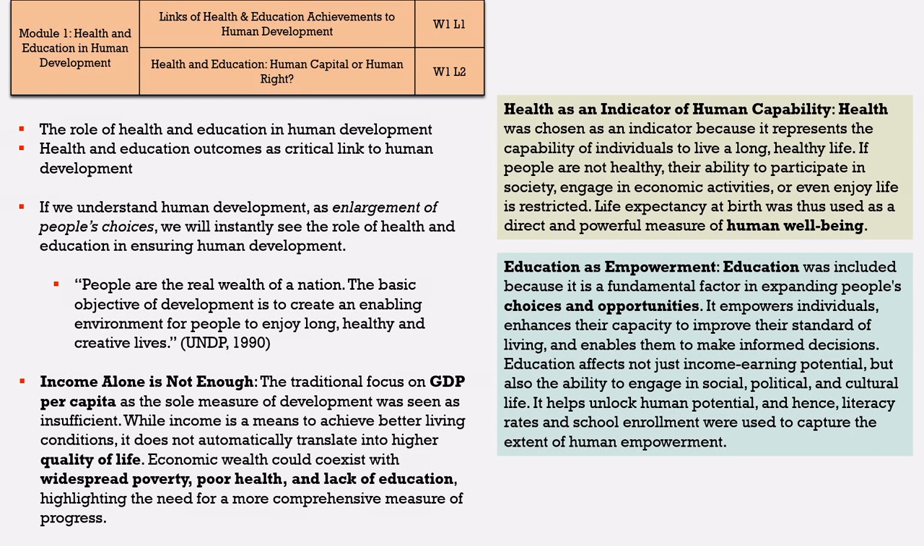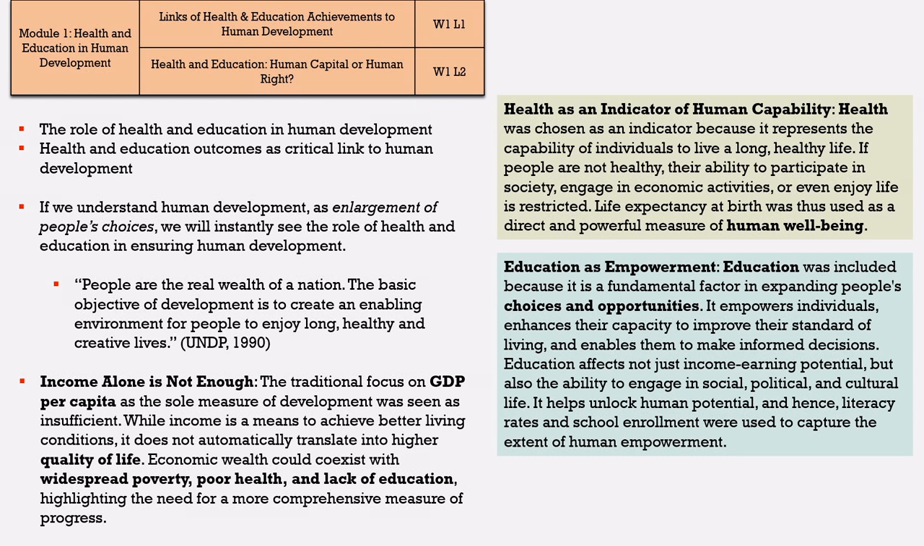So, economic wealth could coexist with widespread poverty, poor health and lack of education, and therefore, there was a need for a more comprehensive measure of progress, which is why we came up with the human development index. But what was interesting for us to see is that education and health are the two important parameters that were considered as measuring progress of human civilization or human society.